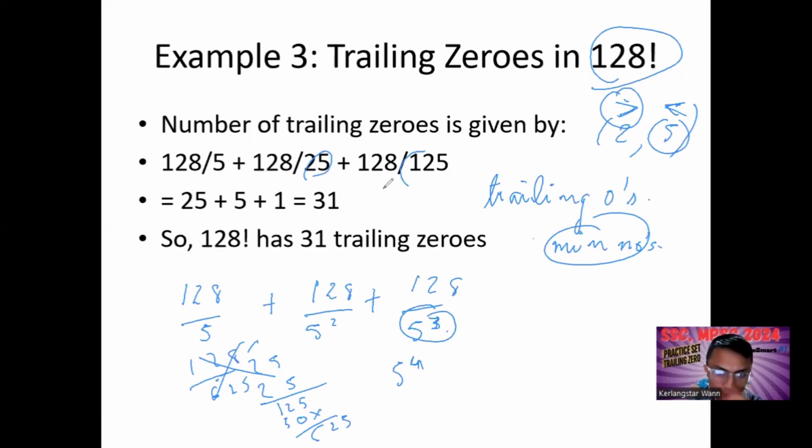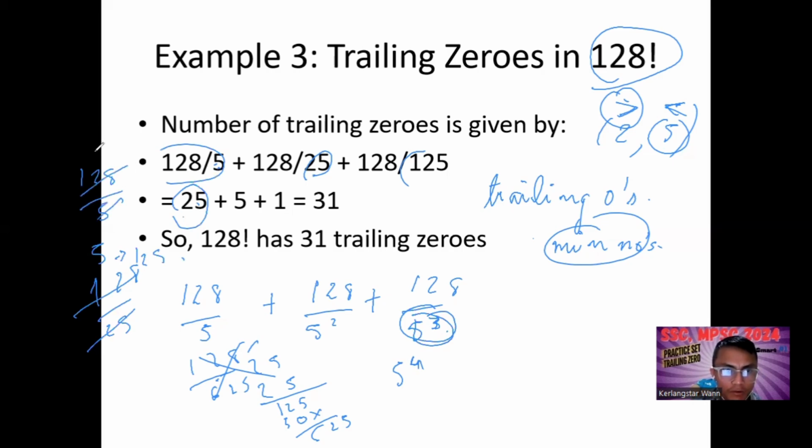So we have got until here. 5 cubed is 125. 5 into 25 gives 125. Then 128 divided by 25 gives 5. In the same way, 128 divided by 5 gives 25, and 128 divided by 125 gives 1. By just doing the division here, we get these values.